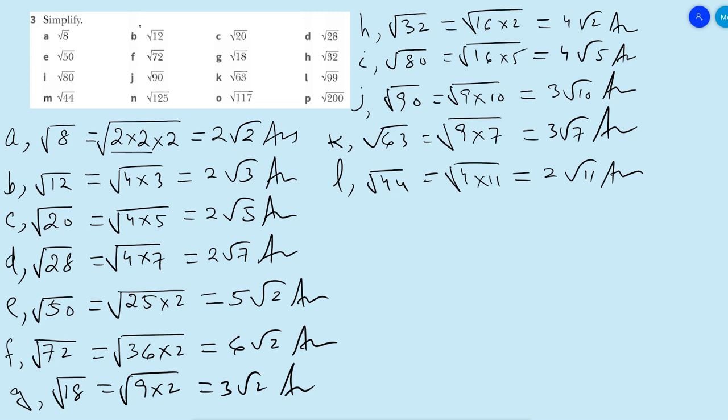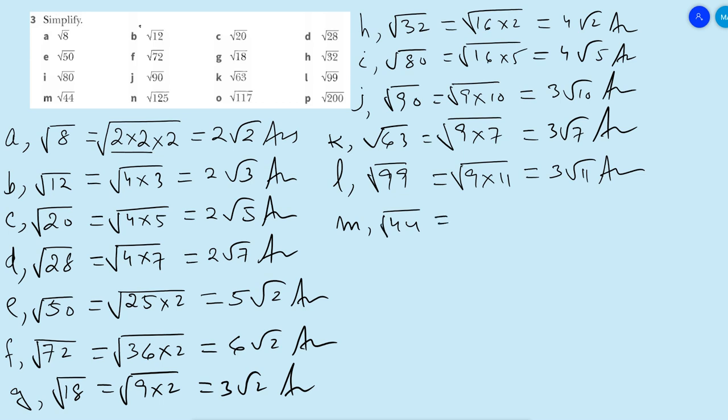Hope you understand. M. Sorry, this is not the sequence, it is broken. Excuse me, part L is 99. 99 can be written 9 into 11. The square root of 9 is 3. So 3 root 11 is the answer. M is 44. This time we have to write 4 elevens are 44. The square root of 4 is 2. 2 root 11 is the answer.